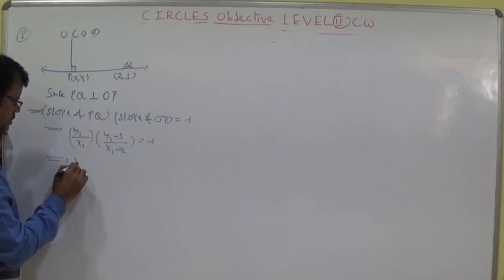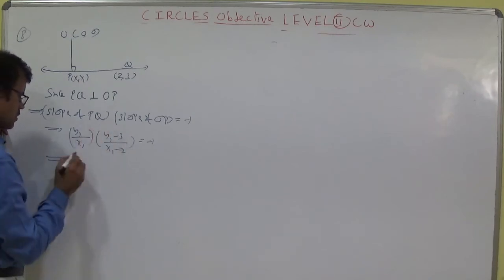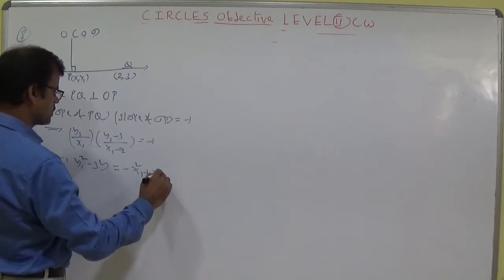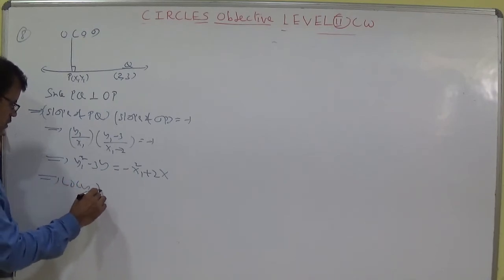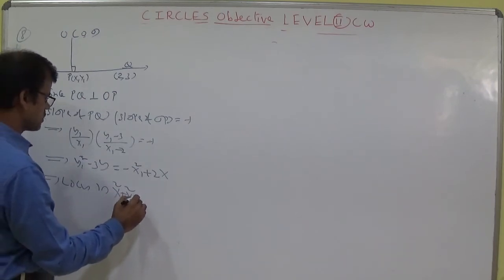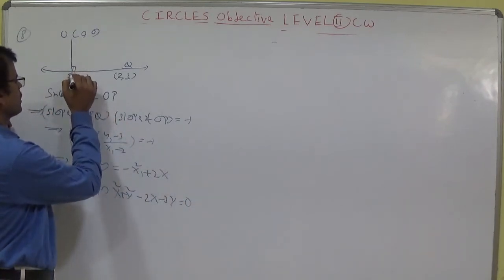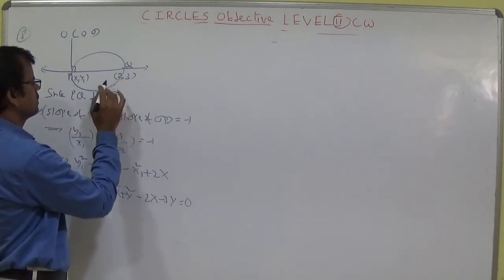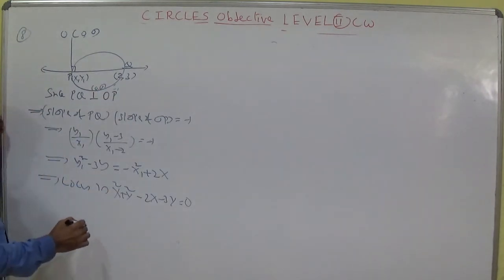That implies you can write y1 square minus 3y1 equal to minus x1 square plus 2x1. That implies the locus, of course, is a circle passing through (0, 0): x square plus y square minus 2x minus 3y equal to 0. You can draw like this, passing through the point (0, 0) maybe here. This is the circle.